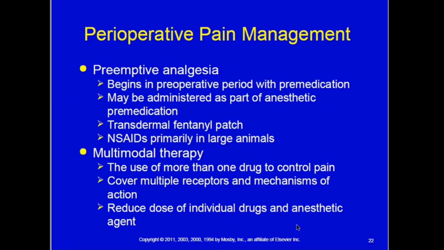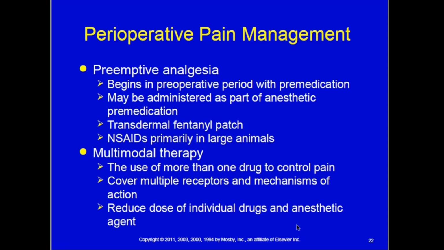Now coming to perioperative pain management. Preemptive analgesia, I have already discussed. It begins in the perioperative period with pre-medication, and may be administered as part of anesthetic pre-medication. In this, we can give NSAIDs or we can give transdermal patches. For example, we can use fentanyl, which is an opioid. We can use a buprenorphine patch, which is also an opioid. We can use a ketorolac patch also.